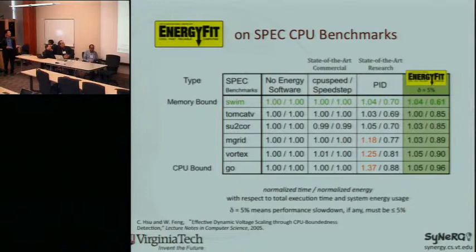Here you see that there's almost no impact if you're running the traditional CPU speed or speed step. And then what we've done here is we've bounded it to 5% performance loss, and we get the associated energy and power consumption benefit.